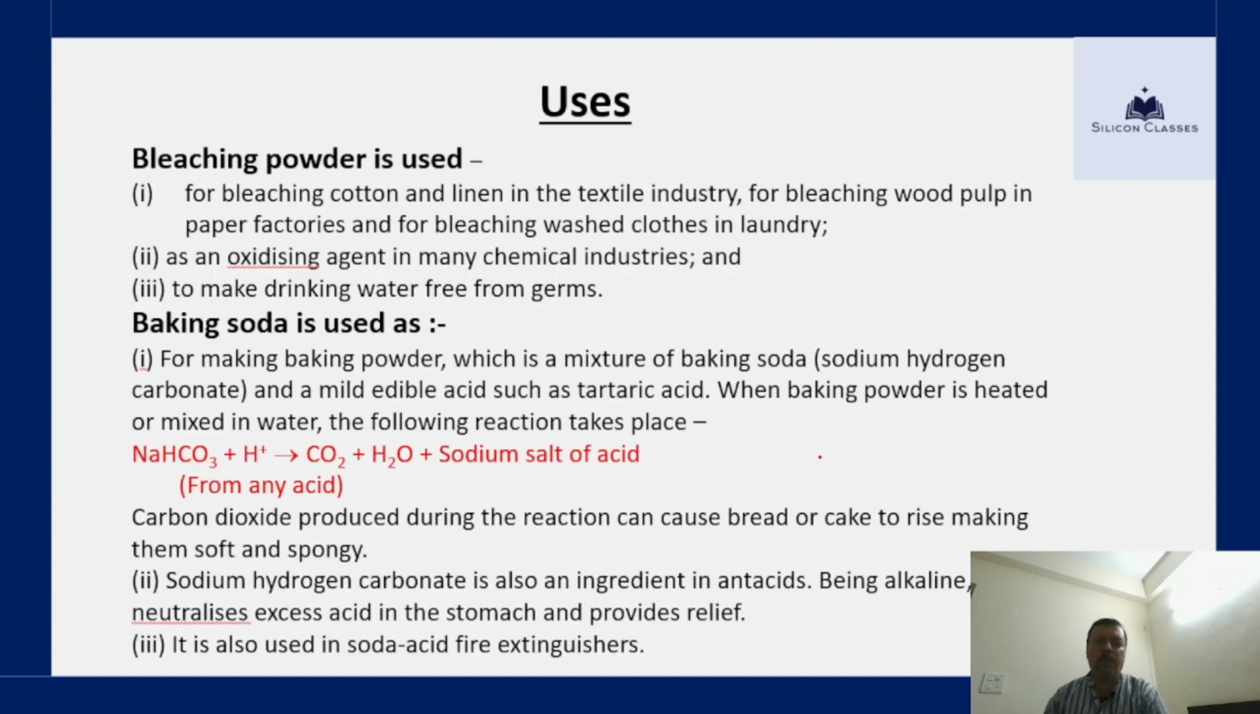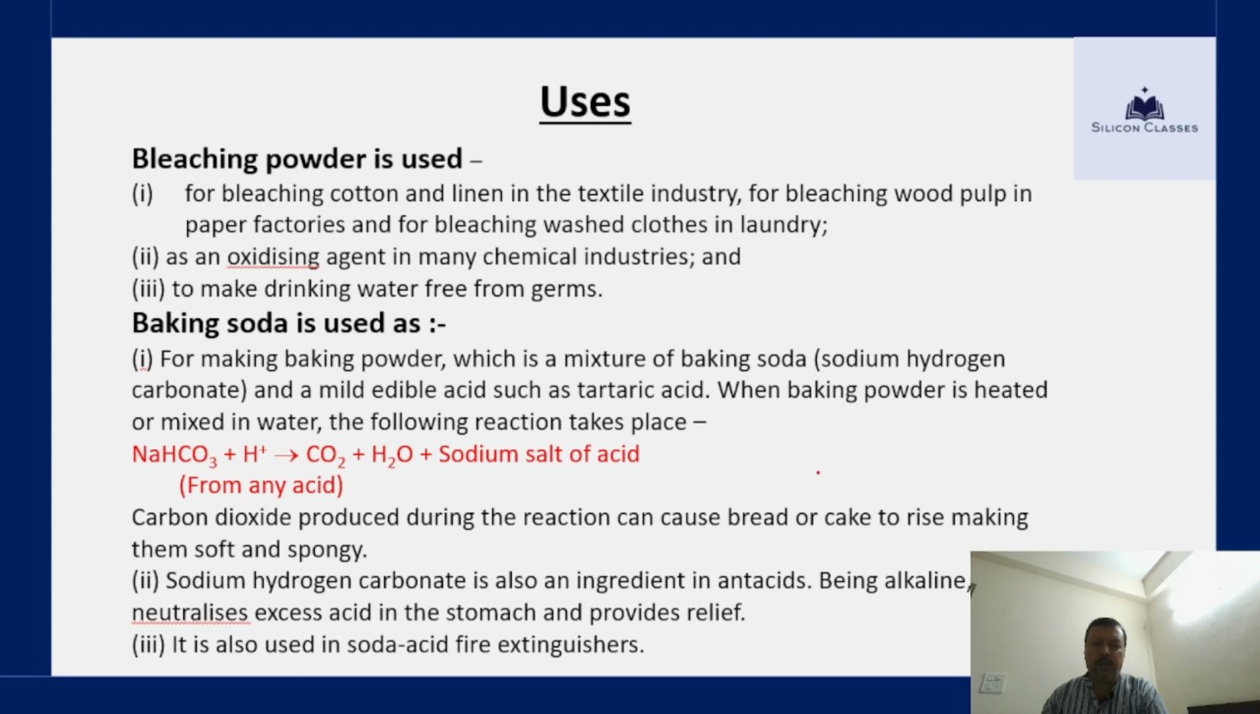Now we come to the uses. Bleaching powder is used for bleaching cotton and linen in the textile industry, for bleaching wood pulp in paper factories, and for bleaching in the wash process in laundry. Number two, as an oxidizing agent in many chemical industries. And number three, to make drinking water free from germs.